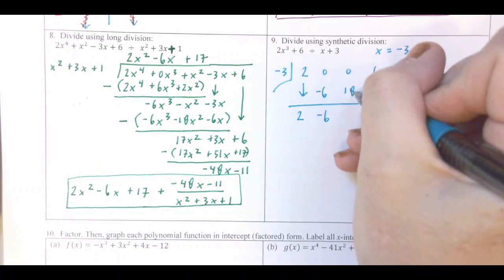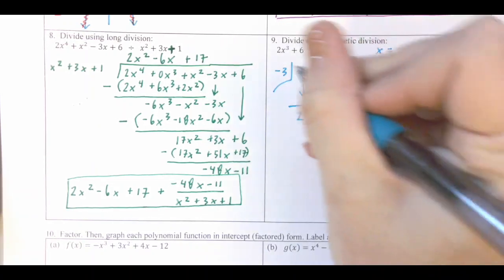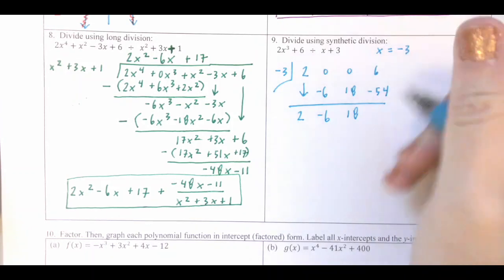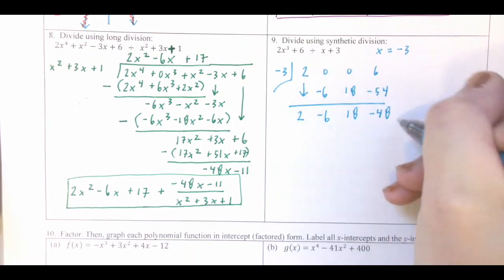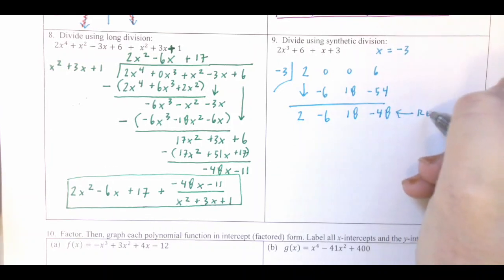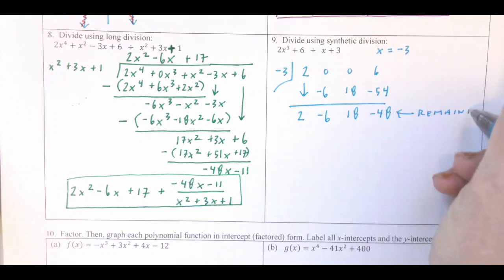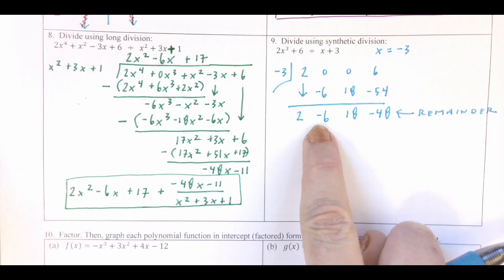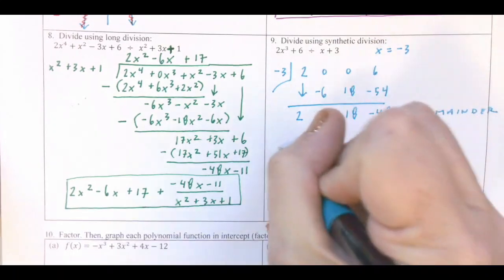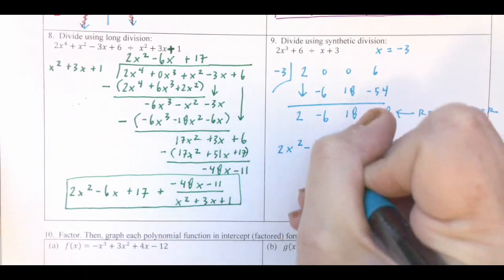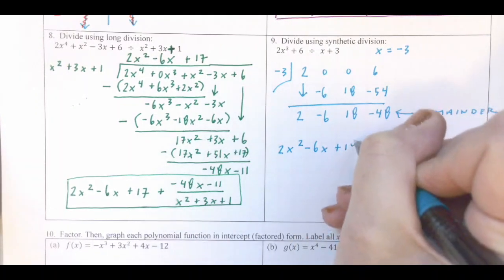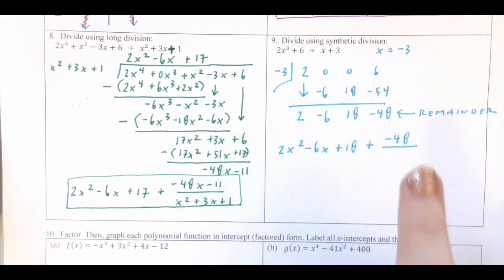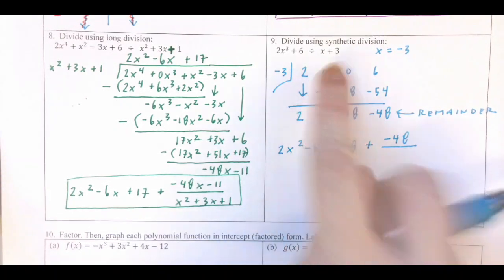multiplying, adding down, multiplying, okay, adding down. That right there is my remainder. So this is here my constant, my linear, my quadratic terms. So 2x squared minus 6x plus 18 plus negative 48 divided by x plus 3.